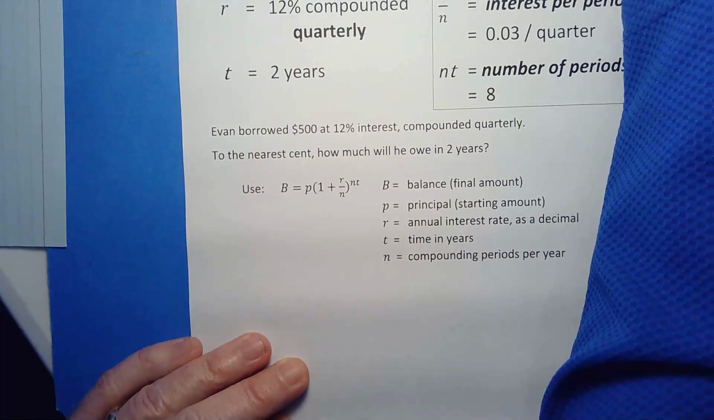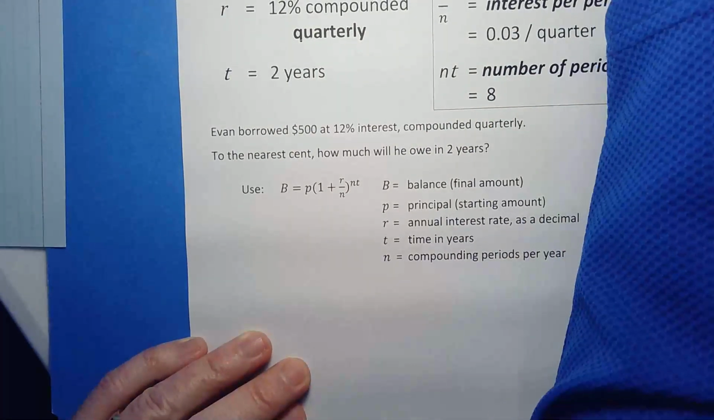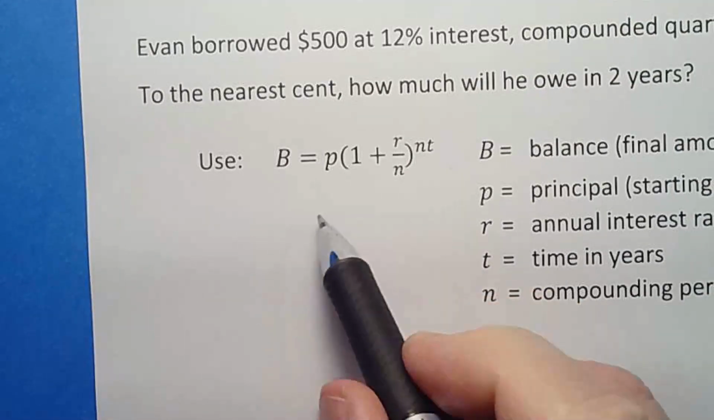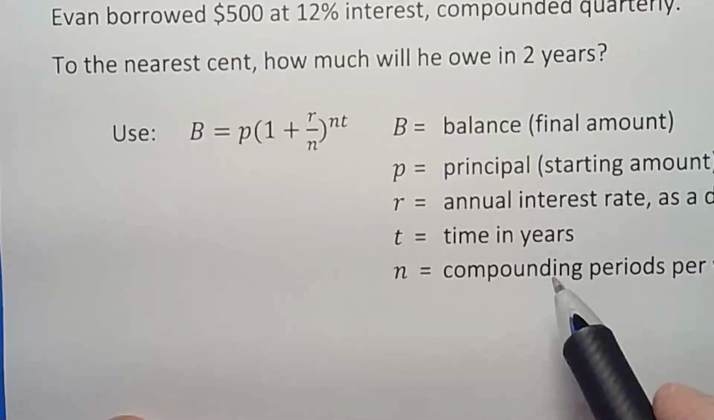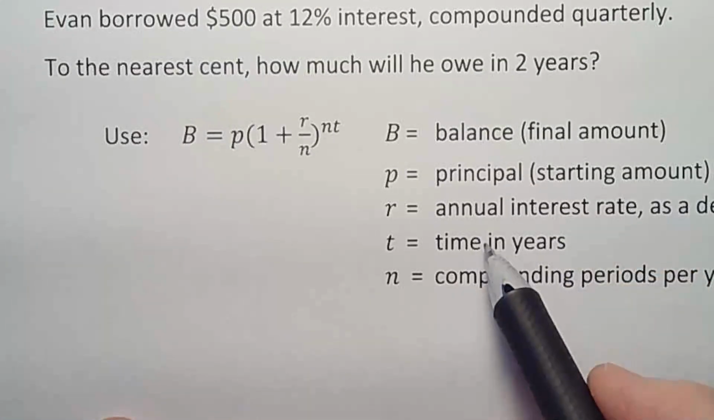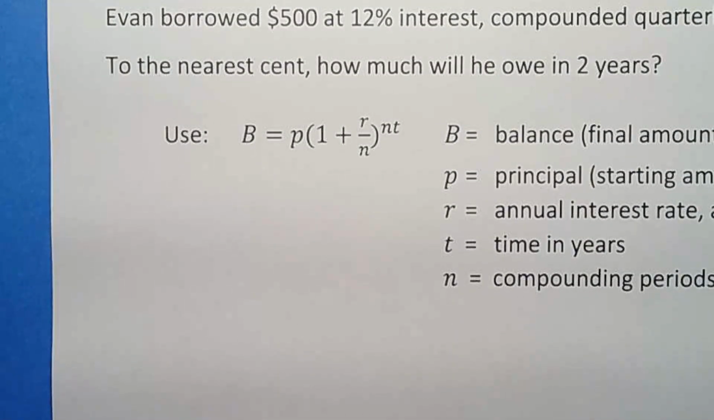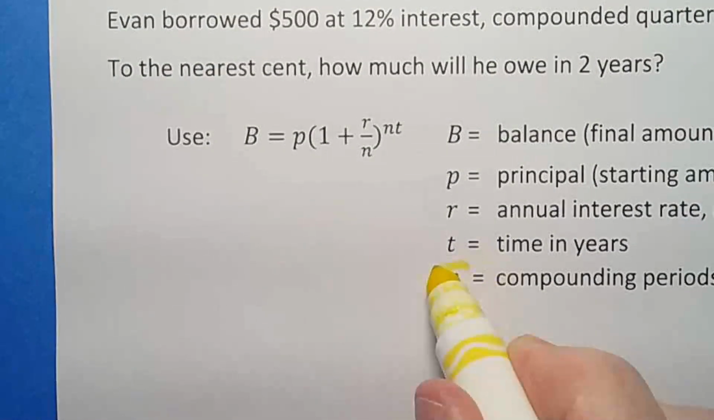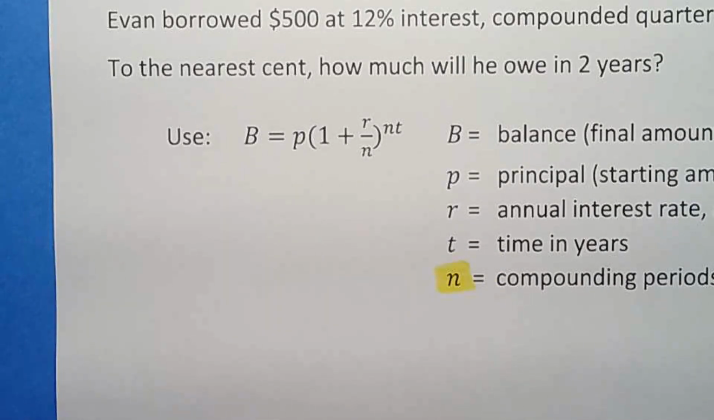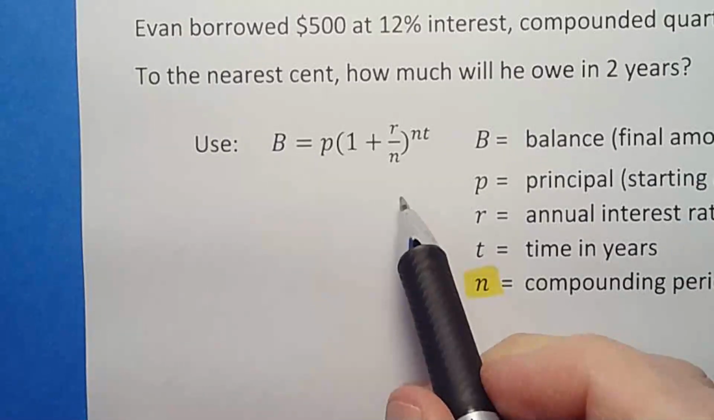All right, so let's now just see what this is going to look like. Okay, so I've got my equation here, and again, our definitions: balance, principal, annual interest rate, all that. But now we've got this newbie here: compounding periods per year. This is the new part, okay? Compounding periods per year. All right, so let's see how this is going to work.